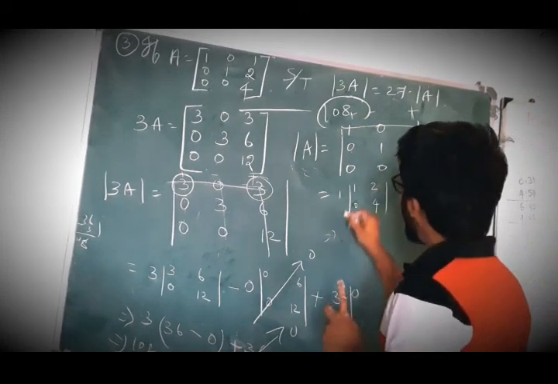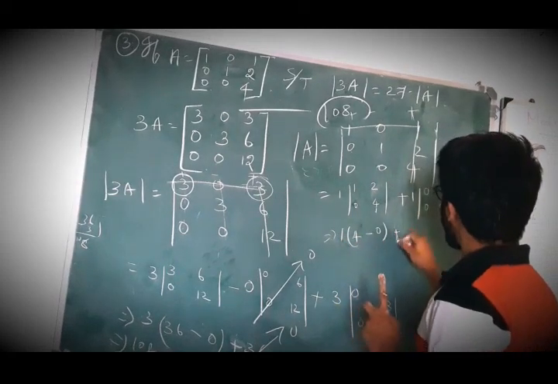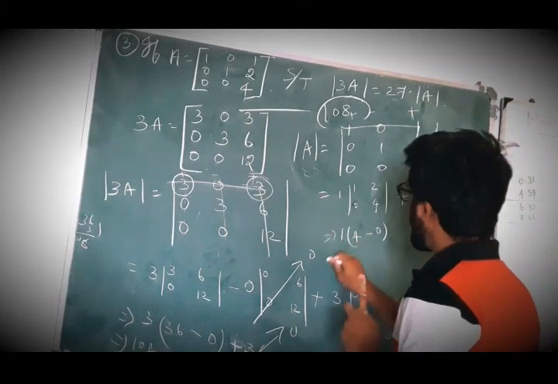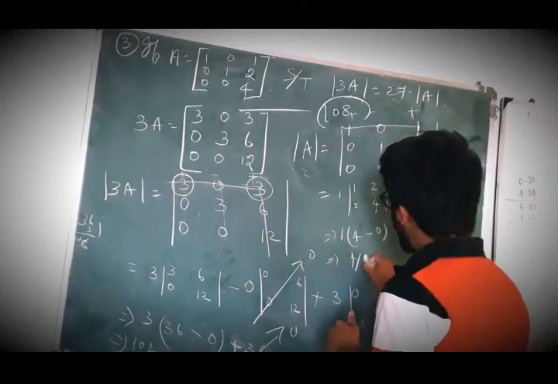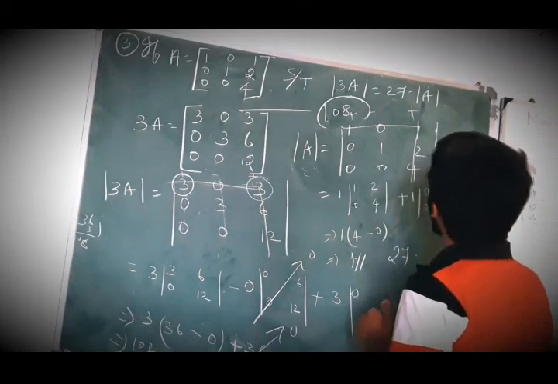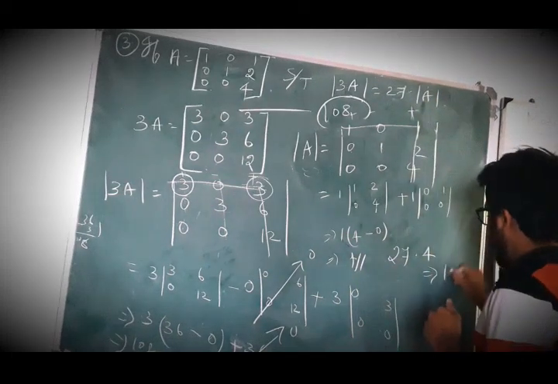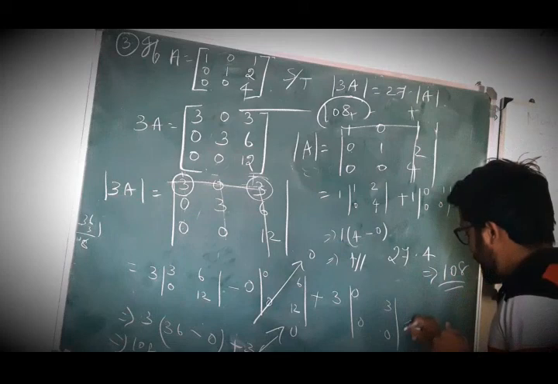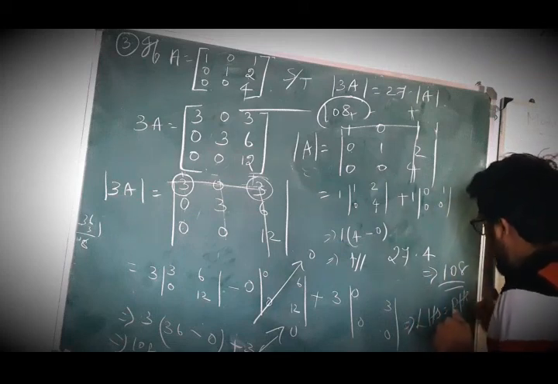0, 1, 0, 0. Check. 1 into, 4 ones are 4, minus 0 2s are 0. Plus 1 into, again it will become 0. Now 4 minus 0, 4. 1 into 4, 4. So 27 into, what is my determinant A here? 4. 27 into 4 is 108. This implies that LHS is equal to RHS, hence proved.